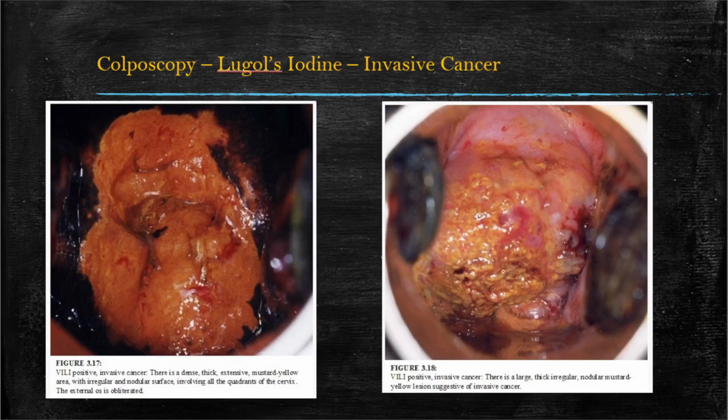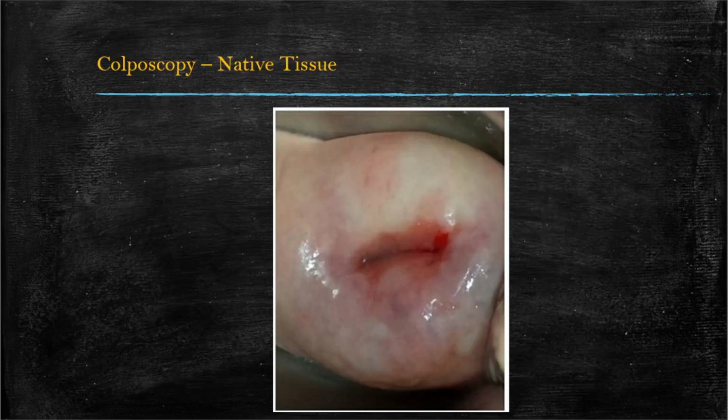This is what invasive cancer looks like. So a very rough, irregular appearance to it. Very little uptake and hypervascularity, some friability here. Dense, thick, extensive lesions here, with a nodular surface.